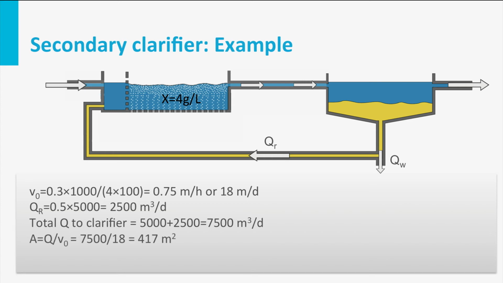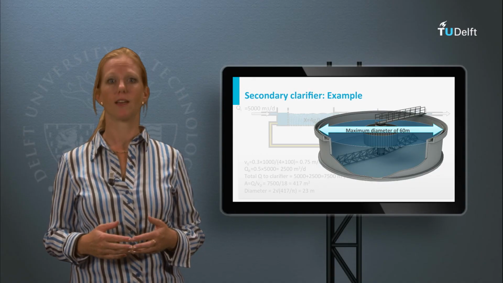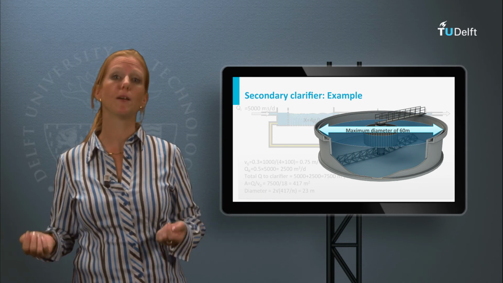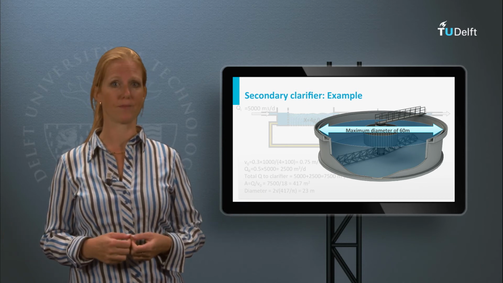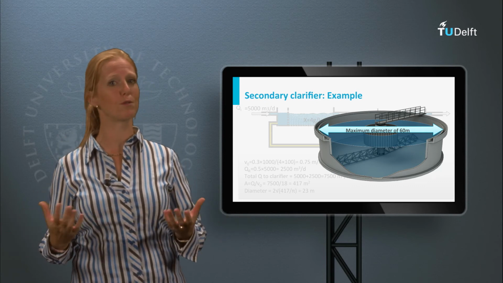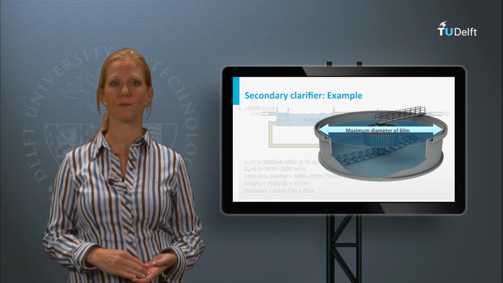You know that the surface loading rate is defined as flow divided by the surface area. So with that knowledge, you can calculate the required surface area. In this example, that equals 470 meters squared. This could be designed as a round clarifier with a diameter of 23 meters. Clarifiers can be built with maximum diameters of 60 meters, although the typical range is from 10 to 40 meters. If the calculated diameter becomes larger, you should choose to build multiple clarifiers with smaller diameters.